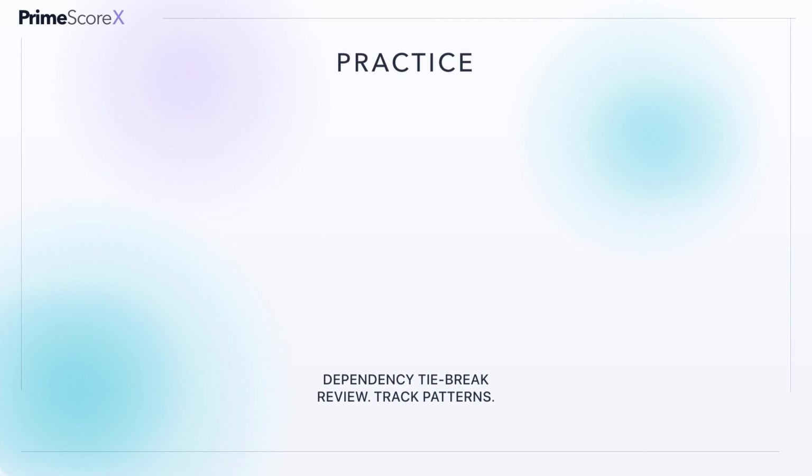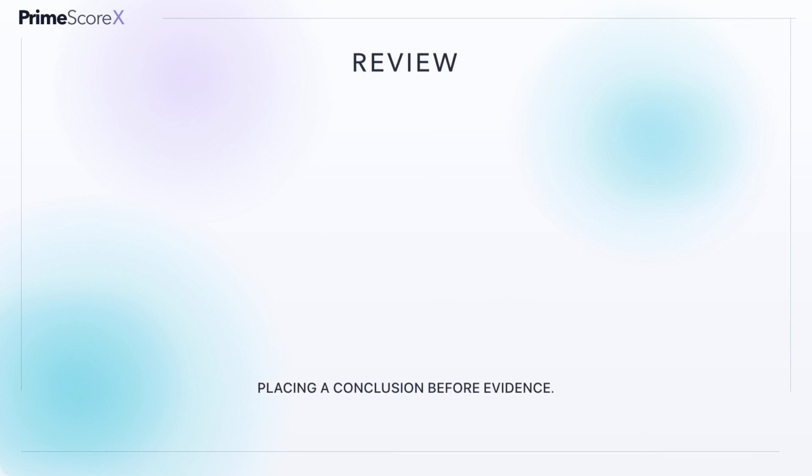The third practice move is dependency tie-break review. Pattern tracking is what turns mistakes into strategy. If you miss one question, that is a result. If you miss the same type of question again and again, that is a signal. Your study plan should respond to the signal, not just the score. Finally, use mixed timed sets. Retesting is important because review can create a false feeling of mastery. The real question is whether you can apply the fix later, with a new question, without seeing the answer first. That is when learning becomes score movement.